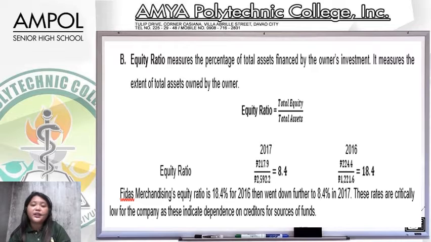The second ratio is what we call the equity ratio. So this measures the percentage of total assets financed by the owner's investment. So it measures the extent of total assets owned by the owner. So the formula for equity ratio is total equity over the total assets. So the merchandising equity ratio is 18.4% for 2016, then went down further to 8.4% in 2017. So these rates are critically low for the company as this indicates dependence on creditors for sources of funds.